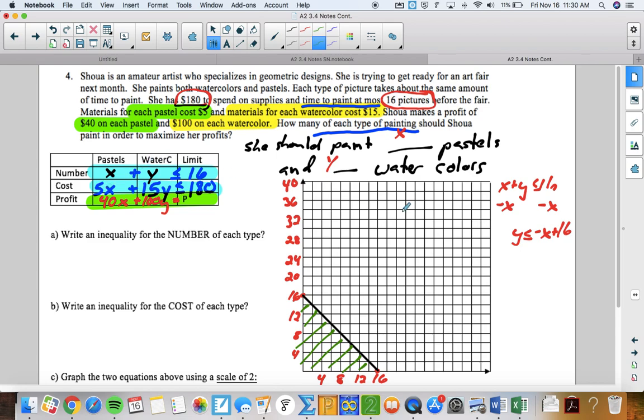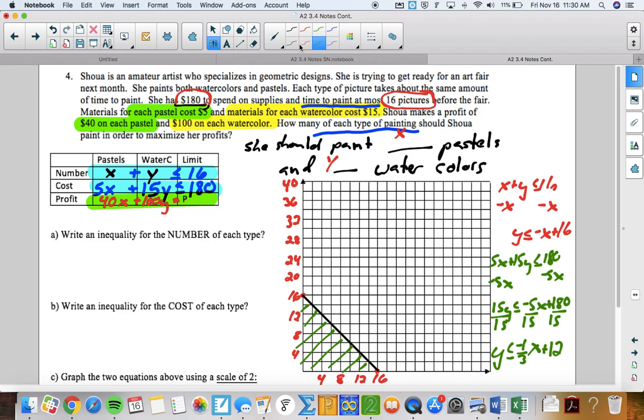Then there's the cost factor. So we have 5x plus 15y is less than or equal to 180. So we'll subtract 5x and subtract 5x. So we get 15y is less than or equal to negative 5x plus 180. Divide by 15. Y is less than or equal to negative 1/3 x plus 12.